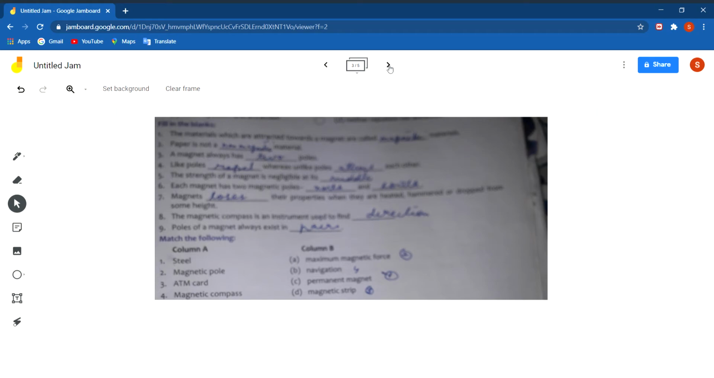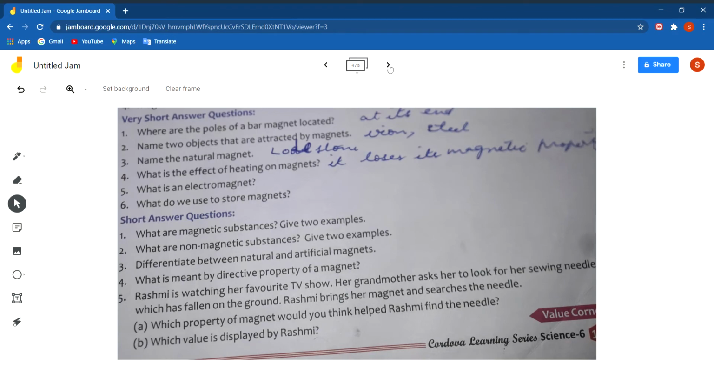Now let us see the very short answers. The first is, where are the poles of a bar magnet located? So you know the poles of a bar magnet are located at its ends. Name two objects that are attracted by a magnet. So what are the two objects that are attracted by a magnet? Means what are two magnetic materials that you can write? Iron and steel. Name the natural magnet. What is the name of the natural magnet? It is lodestone.